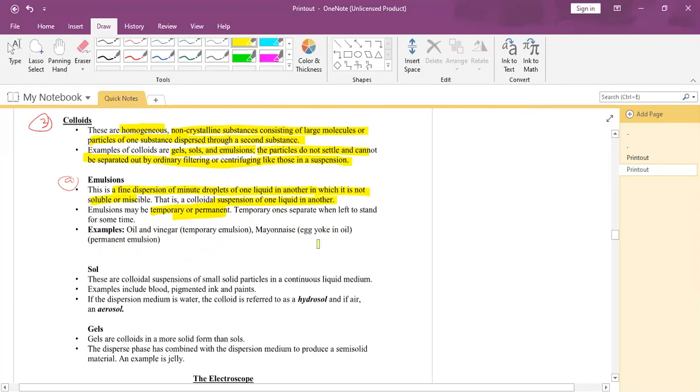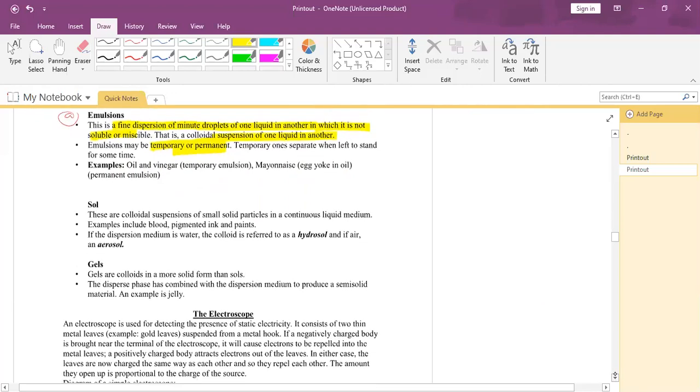So the egg yolk in oil, that is two liquids, one dispersed in the other. Oil and vinegar, liquid, one dispersed in the other. So that forms an emulsion. Okay, emulsion. So know these examples.